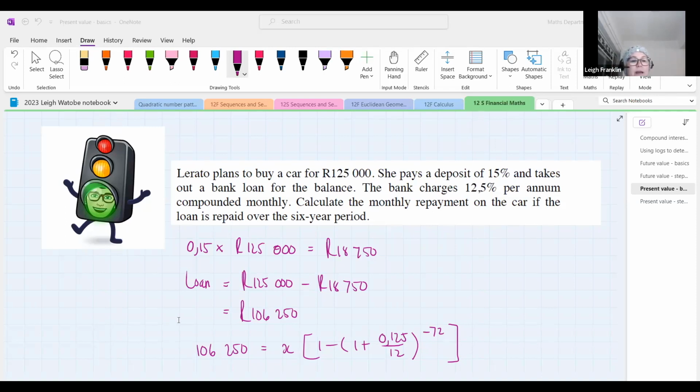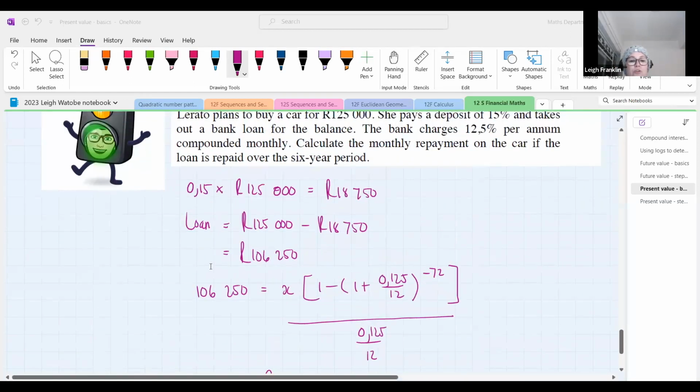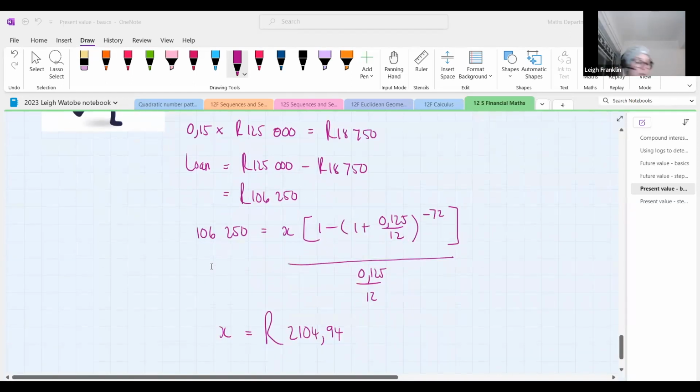Okay, so Kamhelo, the answer was 2104.9. Let's just move the poll out the way. There it is. There's a poll already.